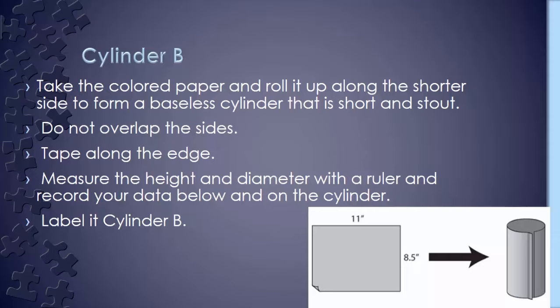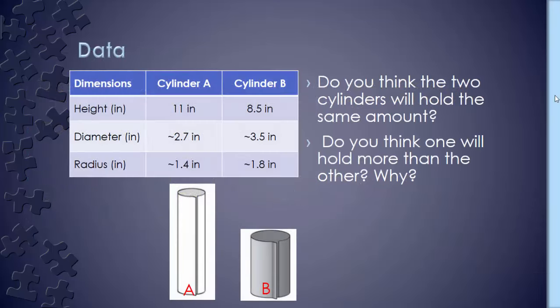Our second cylinder follows the same process. We want to label this colored piece of paper with a giant B, and then we want to roll the paper in a similar fashion, but have the opposite sides touch, that is, making a much wider cylinder, also shown in the picture below. Now we want to take our ruler and do some measurements on our cylinders to collect some data.